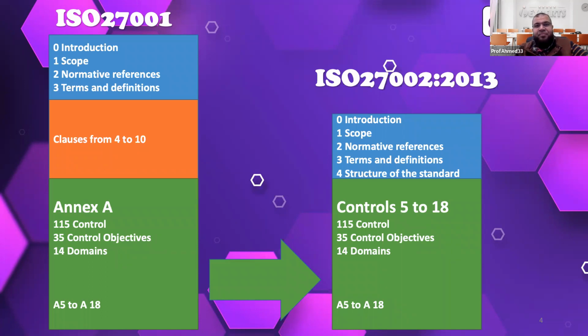Clear for all, right? If it is not clear, just mention it in the chat, please.